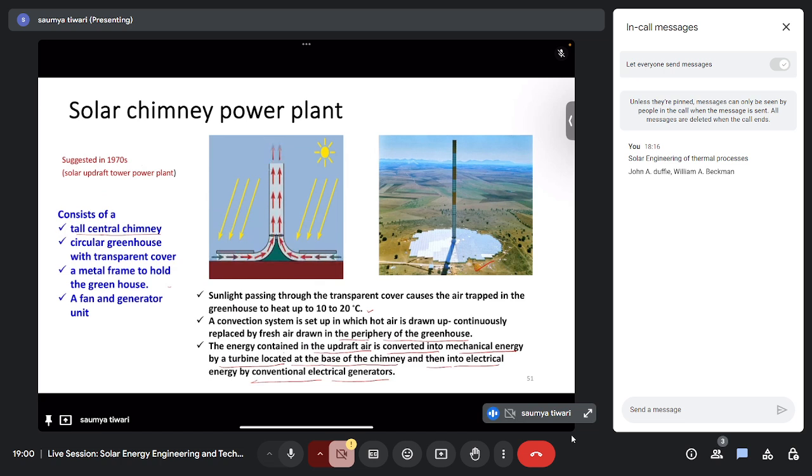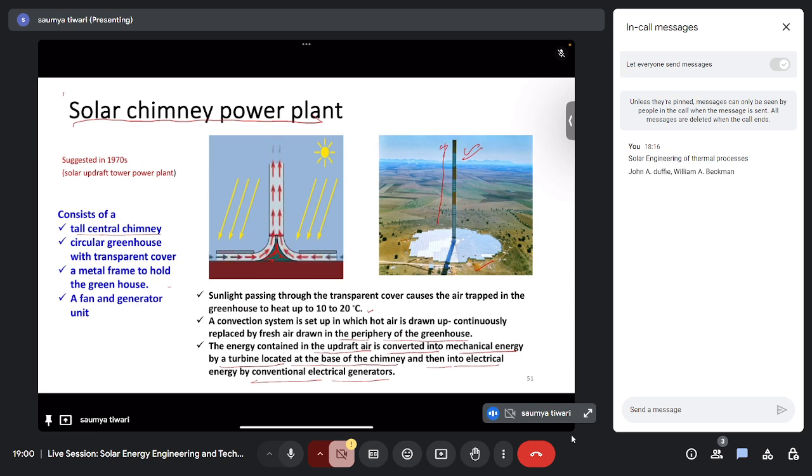Another important thing is the solar chimney power plant. We have a tall chimney, and you can see this is the actual image, a very tall chimney. There is a circular greenhouse with a transparent cover, a metal frame to hold the greenhouse, and a fan and generator unit.